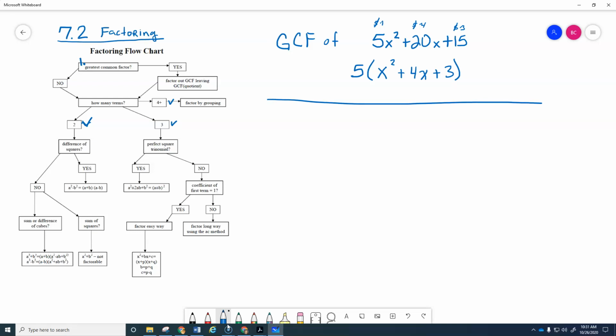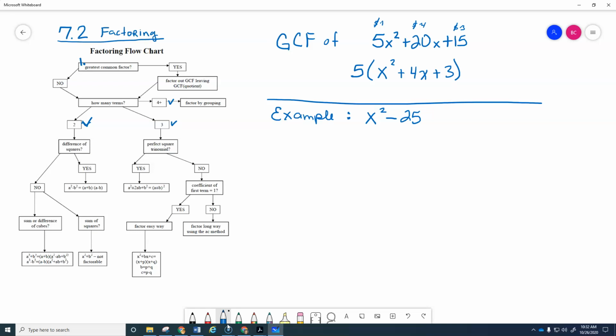Okay, so let's start with step number 1. This is an example. And the problem that I'm going to give you is x squared minus 25. Okay, so this one right here, it says check for a greatest common factor. Does this have a greatest common factor? No, it does not, because the only factors of this are x and x. The only factors of this are 5 and 5. They don't have anything in common, so the answer is no.